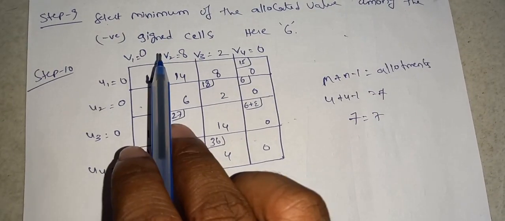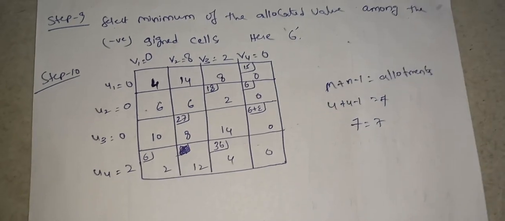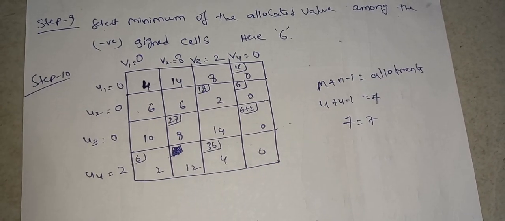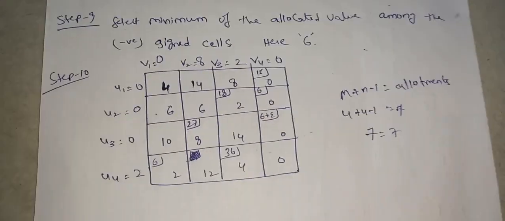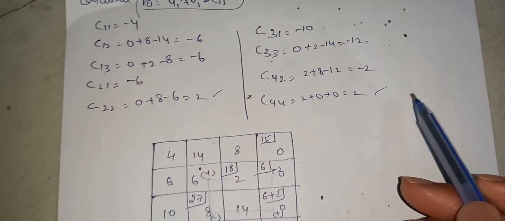U values, V values we have to calculate, and again the same procedure. Pij equal to Ui plus Vj minus Cij. That value should be less than or equal to 0. So I am calculating. Again I get positive values.